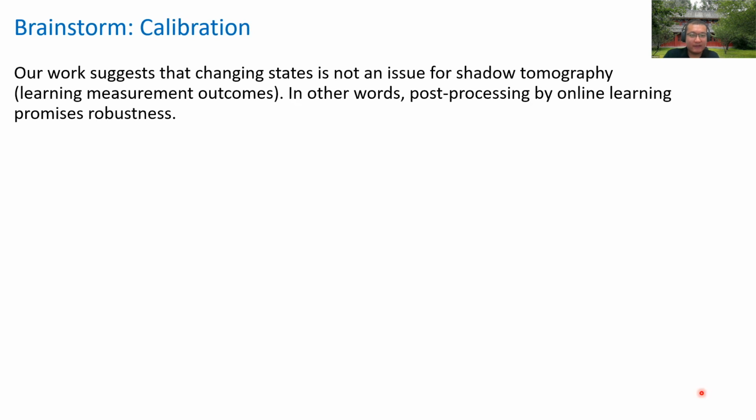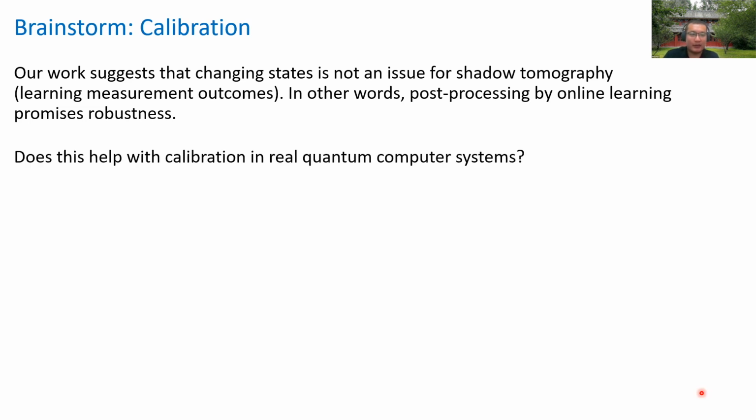In terms of calibration, our work basically suggests that changing state is not an issue for shadow tomography, basically learning measurement outcomes. In other words, we make this kind of post-processing using online learning techniques, and basically this promises robustness. But I really want to have a good understanding of whether this kind of thing really helps with calibration in a real quantum computer system.